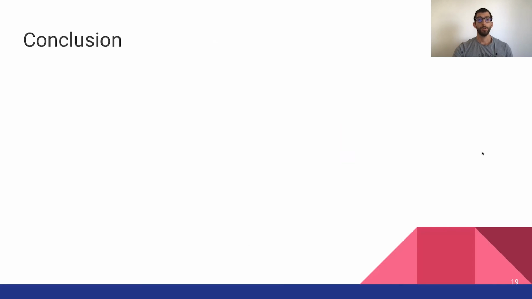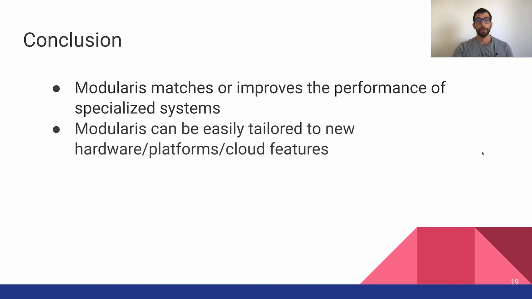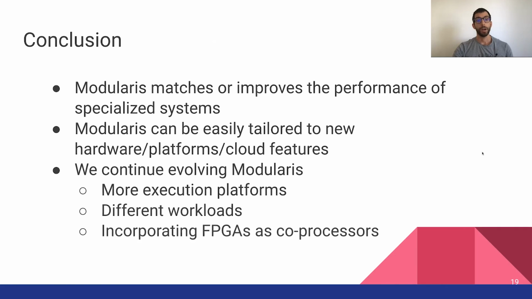To conclude, Modularis matches or improves the performance of highly specialized databases, both installed locally and also in the cloud. It can also be easily tailored to new hardware, platforms, and cloud features just by rewriting the new sub-operators and their rewriting passes. We continue evolving Modularis by extending it to non-relational workloads, for example machine learning, to more execution platforms, and to incorporating FPGAs as coprocessors.